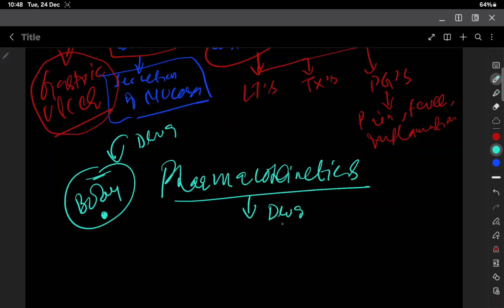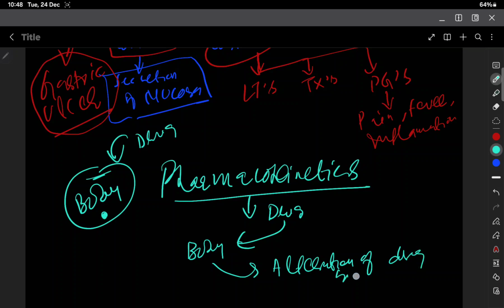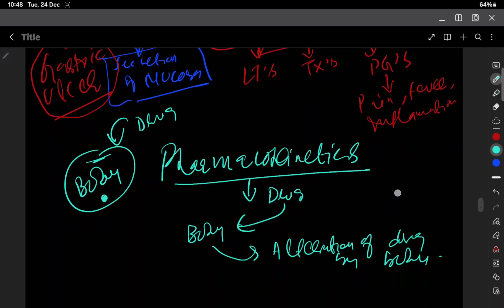You have taken some drug. This drug, movement of drug inside the body. So this drug will go inside the body. So there will be a movement. Then there will be alteration of drug by body. Alteration of drug by body means change. There will be some change in the drug by the body.